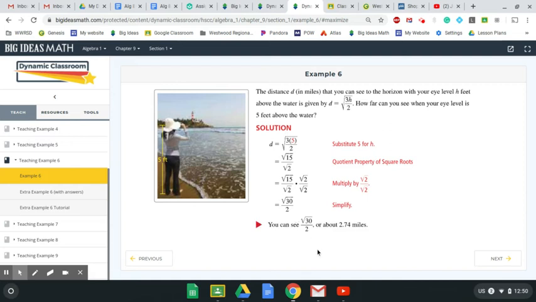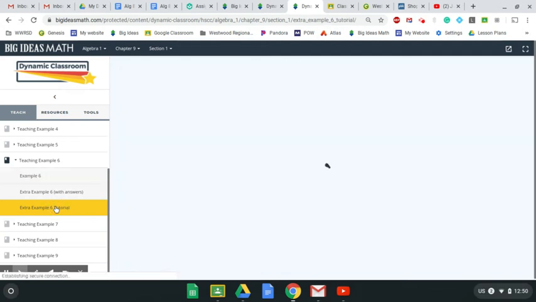So we would have the square root of 30 over 2, or if we wanted to round it to the nearest hundredth, it would be approximately 2.74 miles. You would get that by just putting this into your calculator and dividing. Let's look at another example like this, and let's listen to Big Ideas explain it.